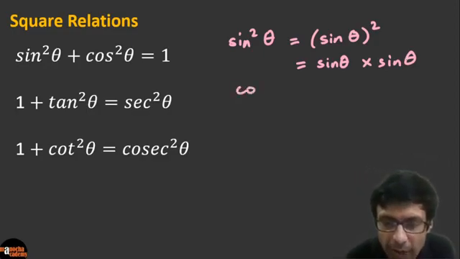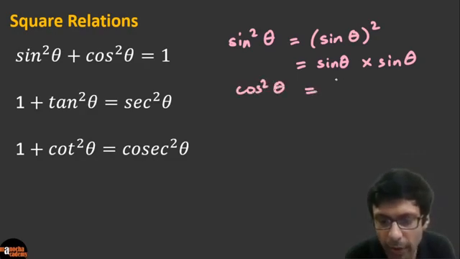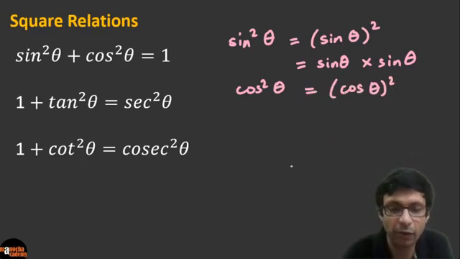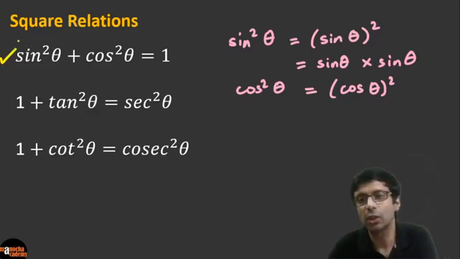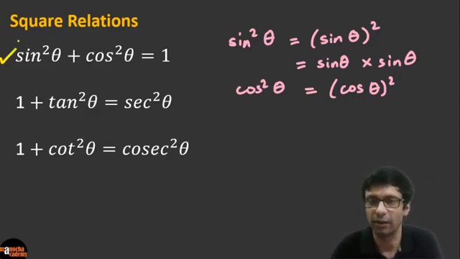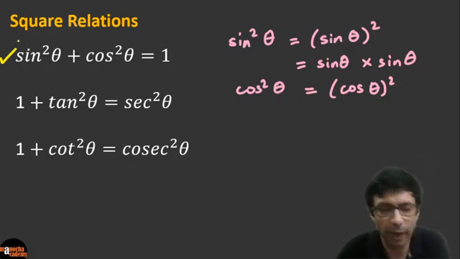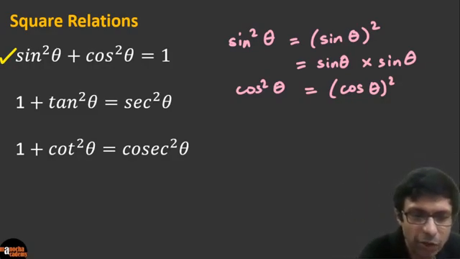Similarly, cos square theta is cos theta whole square. Clear, guys? And then there's this very interesting relation, as you can see in the first relation here, that sine square theta plus cos square theta is equal to 1 for any angle theta in the right angle triangle, right? So when theta is between 0 and 90, sine square theta plus cos square theta is equal to 1. And can we prove that, guys? Is it easy to prove? Let's take a quick look at how to prove this relation.